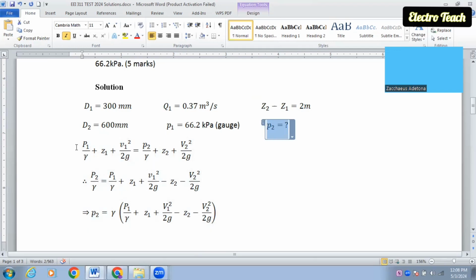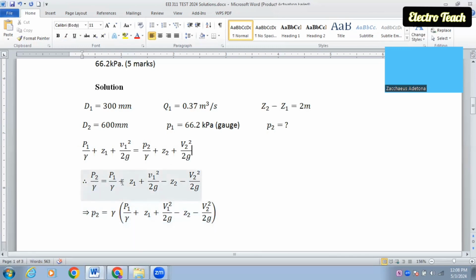Bernoulli's equation: P1 over gamma plus Z1 plus V1 squared over 2G equals P2 over gamma plus Z2 plus V2 squared over 2G. All right. So now we are trying to find out P2. So we could make P2 the subject of the relation by following these two steps.